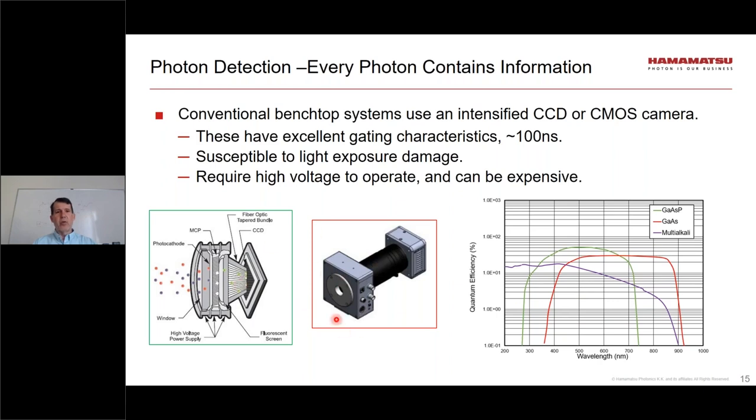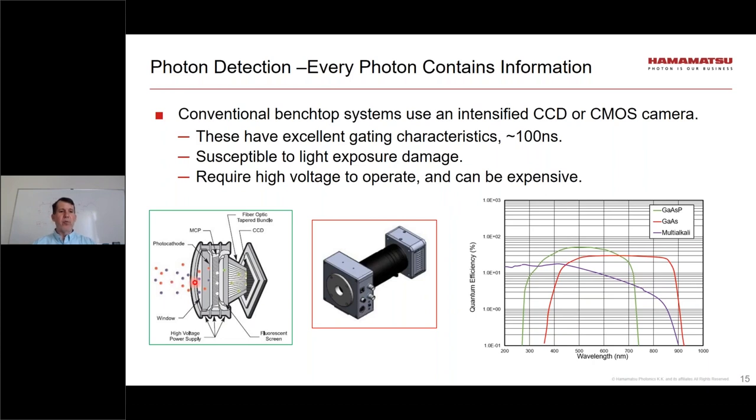One common detector is an image intensifier coupled to a CCD camera. These are made by various manufacturers such as Andor, Hamamatsu, Horiba, and many others. They're really nice because they can be gated at very high speeds and have a very good extinguishing ratio as the device is gated off and on. But they can be susceptible to overexposure damage from too much light, and they require a high voltage to operate.